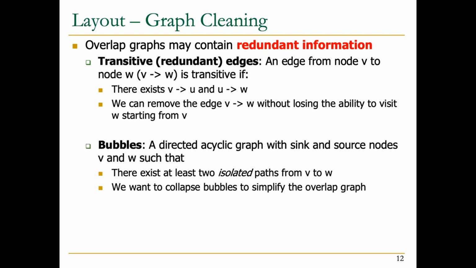Another term is bubbles, which is slightly similar to transitive edges, but there are slight differences. Bubbles are directed acyclic graphs where the sink and source nodes, assume that these are V and W, are such that there exist at least two completely isolated paths from V to W. If there are such two isolated paths, the assumption is that we can collapse one of these bubbles so that we can simplify the overlap graph.